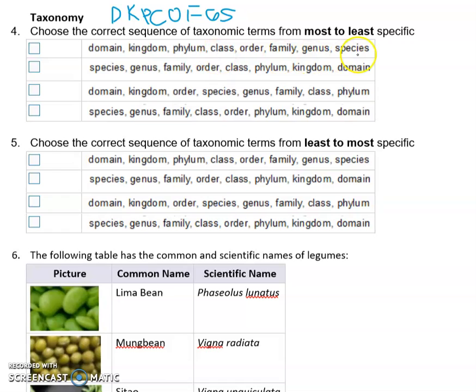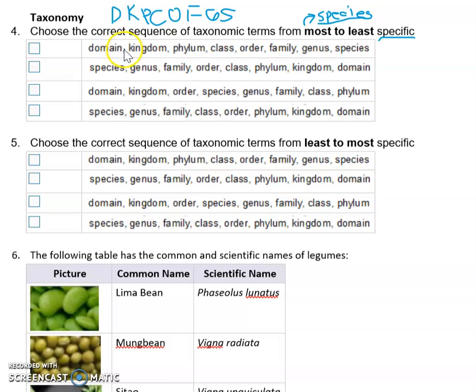So this first question is asking you from most to least specific. What you have to remember is that the most specific will be species. You see how species and specific kind of look alike? So your answer has to have species as the first thing on the list.